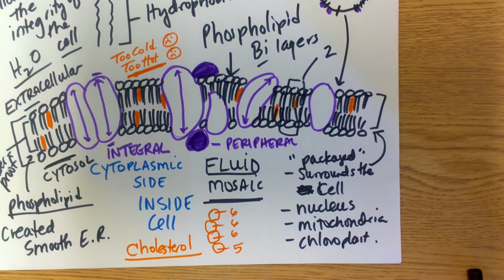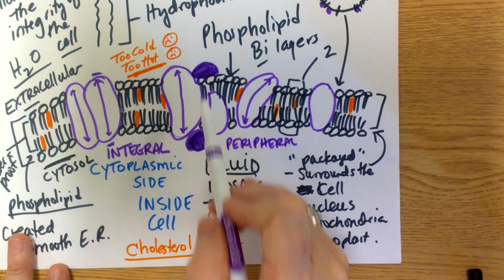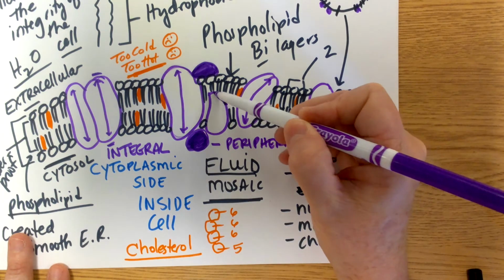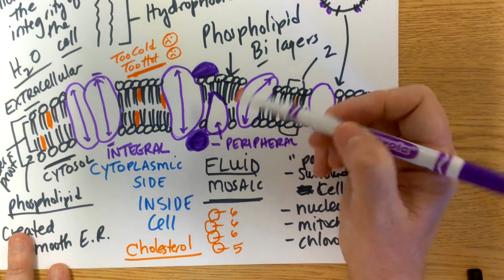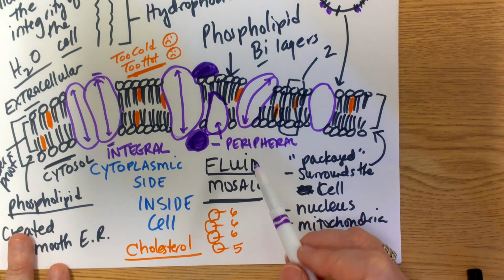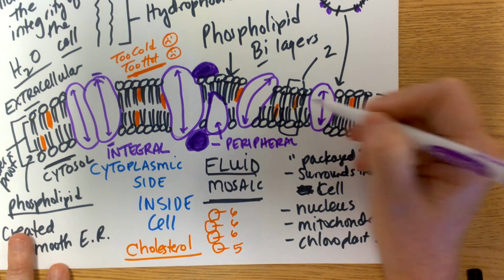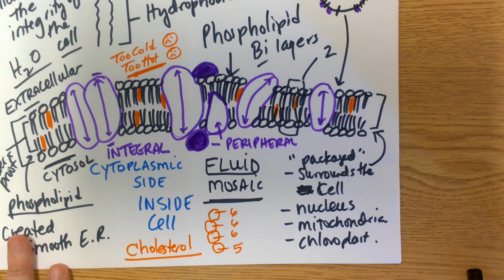And periphery means like on the edge. So peripheral proteins do not go all the way through the membrane. Since this protein right here doesn't quite make it to the top, it's still considered peripheral. This one right here is also peripheral. But these that move all the way top to bottom are called integral.